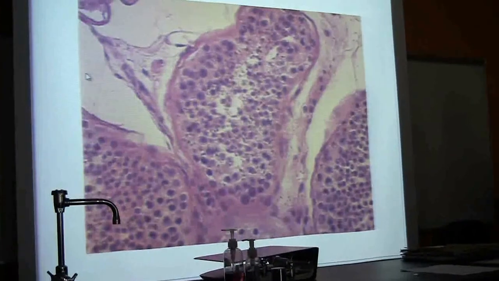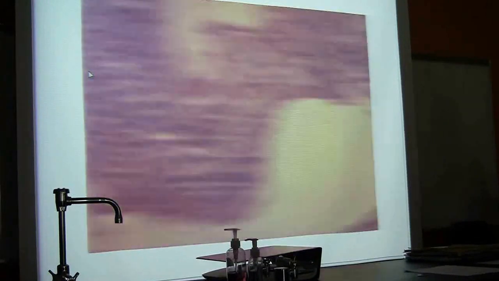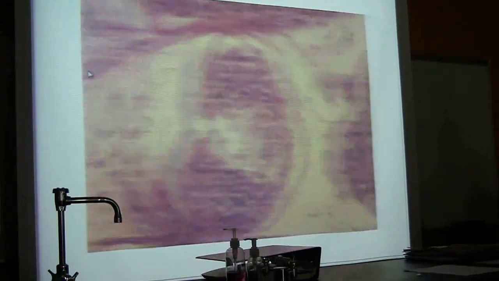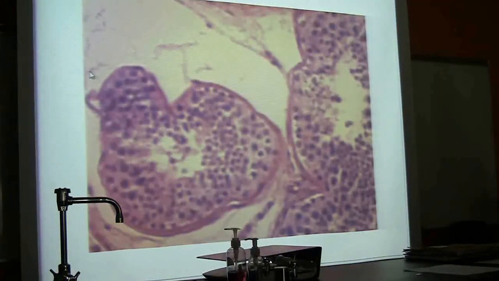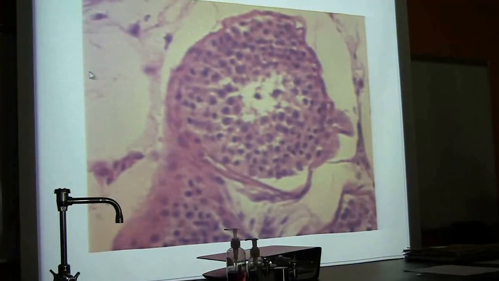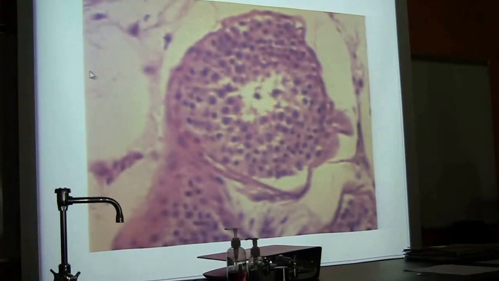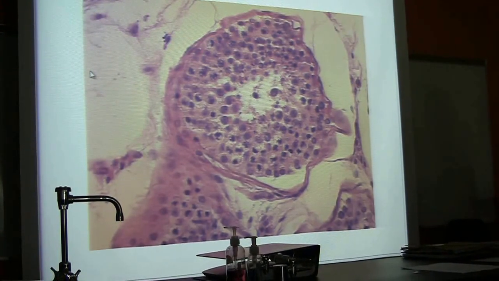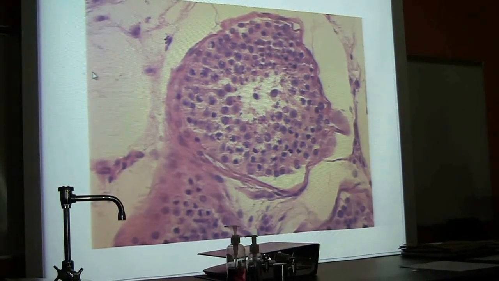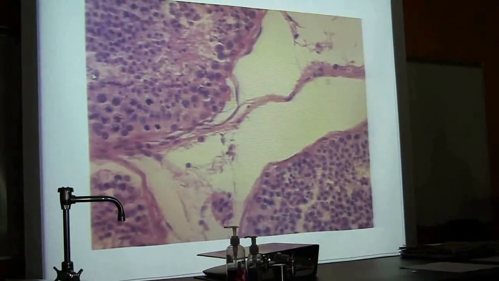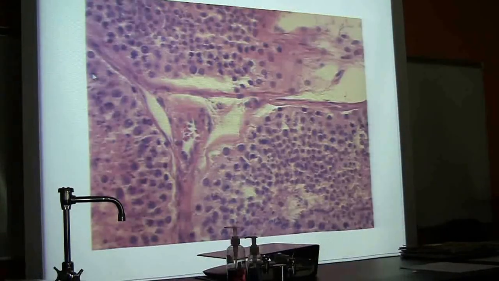Now most of the slides in the collection are going to look like this. Again, you're going to see a lot of sections through seminiferous tubules. Most of the cells are going to be spermatogenic cells. Look at the nuclei of spermatogenic cells. Again, they have a granular type nucleus. These are cells directly involved in sperm cell production.